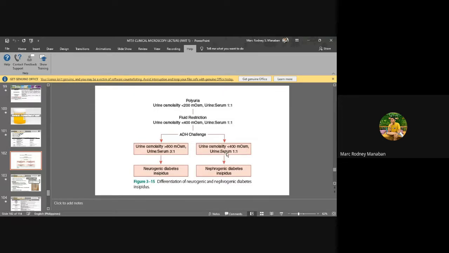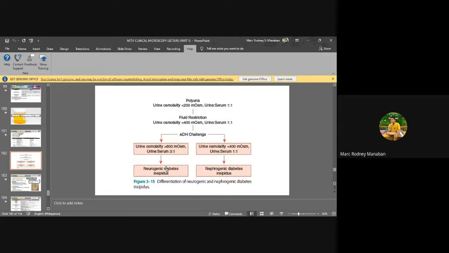Alright? On the other hand, if after the ADH challenge, even with ADH, the osmolality is still low, it means that the kidneys, nephrogenic, especially the tubules, the receptors for the ADH are defective. Okay? So the receptors for ADH are not functioning. That's why the osmolality is still low. Alright? So I emphasized how to differentiate nephrogenic and neurogenic DI. I hope you get it. Alright? So that's for polyuria. In the chemical exam we will discuss DI and DM. Alright? That's where we differentiate them.